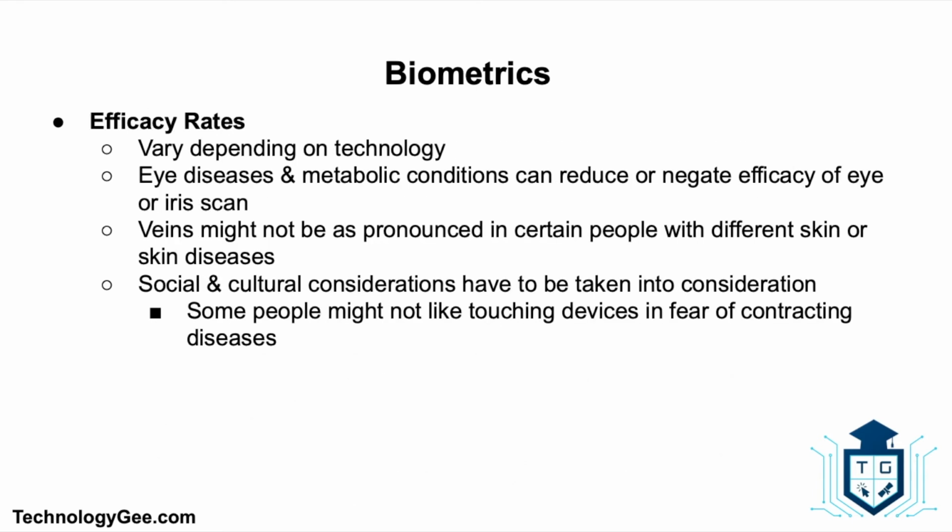Next, we have efficacy rates. Efficacy rates vary depending on the technology. As newer and more accurate methods for using biometrics as an identity provider expand, so do the efficacy rates. For example, certain eye diseases and metabolic conditions can reduce or negate the efficacy of an eye or iris scan. Veins might not be as pronounced in certain people with different types of skin or skin diseases, and social and cultural considerations must also be taken into consideration because some people might not like touching devices in fear of contracting diseases.